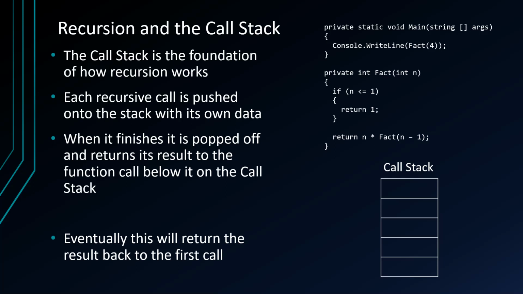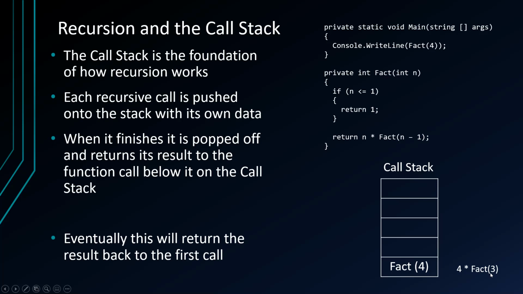So looking over here on the left, we have a main that says Console.WriteLine factorial 4. So that means n has a value of 4. Now, if we go through this code, we say, is 4 less than or equal to 1? No. So we're calling factorial 4, so it goes into the recursive case, which is 4 times factorial 3.